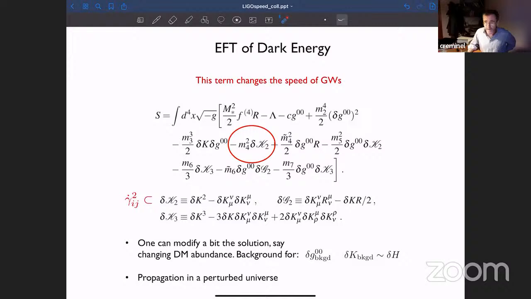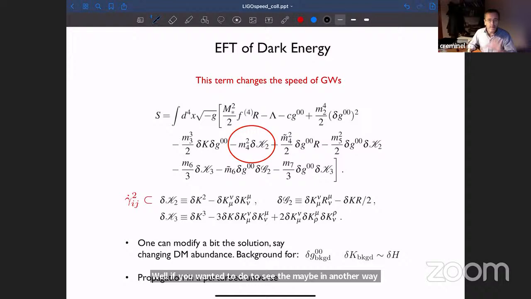If you wanted to see it in another way, let me also say this. Well, maybe I will explain it in a second in the following slide.